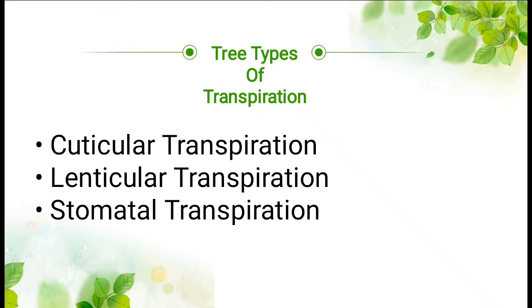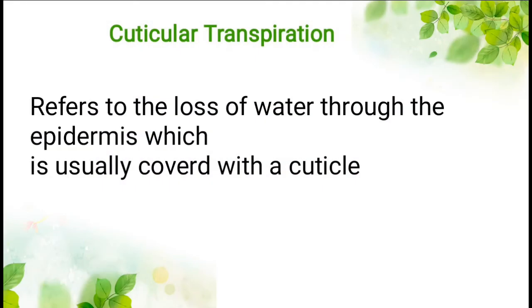Three types of transpiration: cuticular transpiration, lenticular transpiration, stomatal transpiration. Cuticle transpiration refers to the loss of water through the epidermis, which is usually covered with a cuticle. Cuticle transpiration holds 5 to 7% of the total transpiration that occurs inside the plant. It mostly takes place at night or when stomata are closed during dry conditions. More water is transferred through the cuticles. Cuticles are present on the upper and lower epidermis of the leaf.